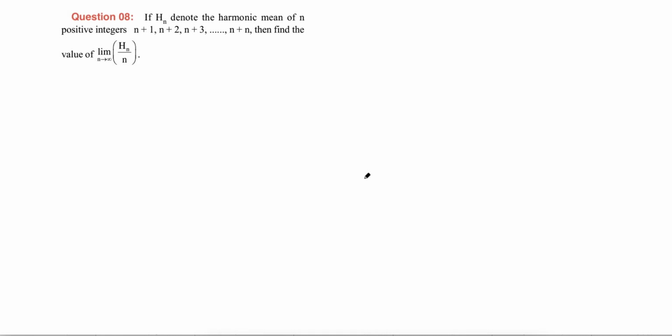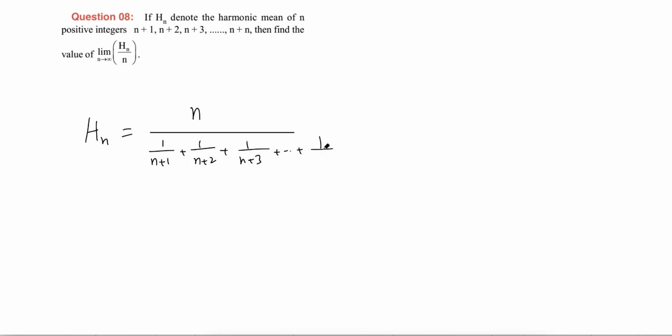Very simple question. If Hn denotes the harmonic mean of n positive integers, then find the value of this. First thing, what is the harmonic mean? Harmonic mean is equal to the number of terms n divided by the sum of the reciprocals of all the terms: 1 by n plus 1, plus 1 by n plus 2, plus 1 by n plus 3, and so on, up to 1 by n plus n.